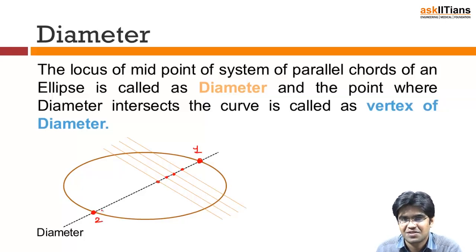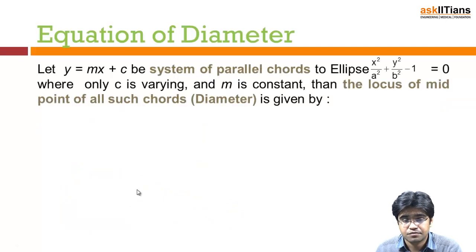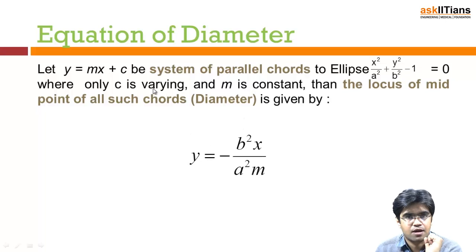Now again, if there is something, then we are interested in its mathematical form. We are interested in its equation. So the equation of diameter is given by, now we have to fix one thing here. We have to fix the slope of all the chords, because actually they are a system of parallel chords. So the unique thing that they have is slope. If you vary the slope, your diameter will change. So what I am saying is fix the slope. Draw the chords with the same slope.